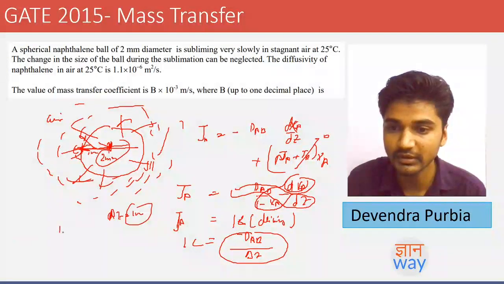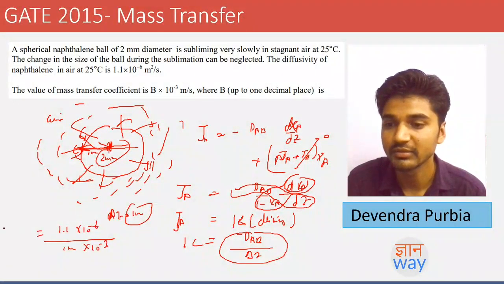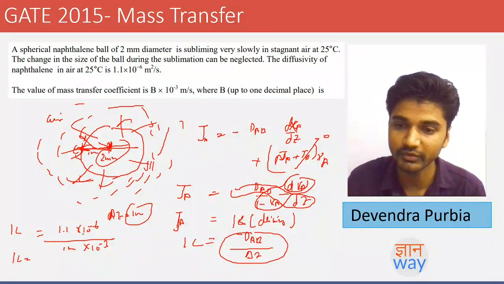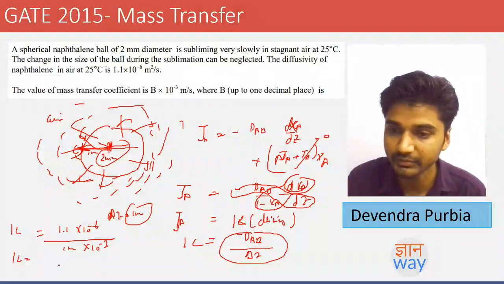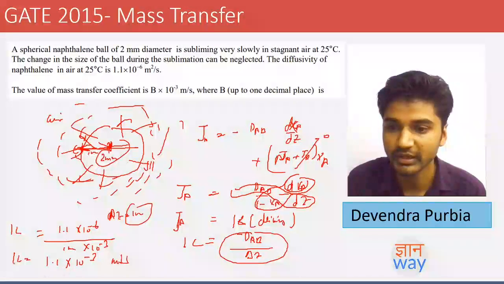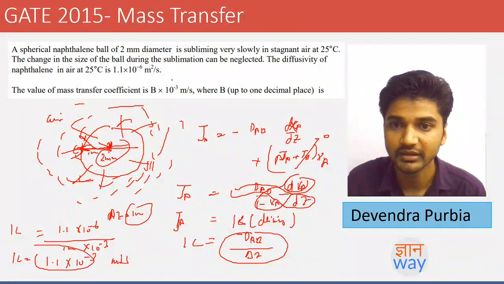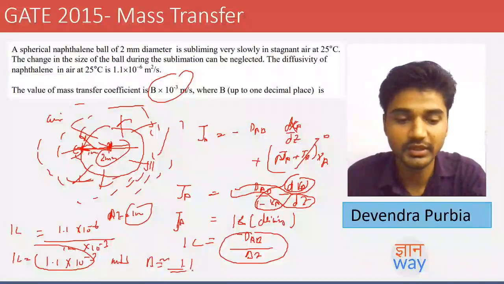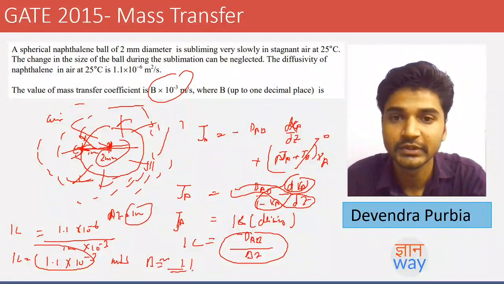So the molar flux will be DAB. We have given 1.1 times, divided by delta Z, which is 1 mm, 1 into 10 to the power minus 3. This will be our mass transfer coefficient, and if we calculate, it will approximately come 1.1 into 10 to the power minus 3 meters per second. So from here, comparing this and this equation, we get B as approximately 1.1. So this will be the value of B.